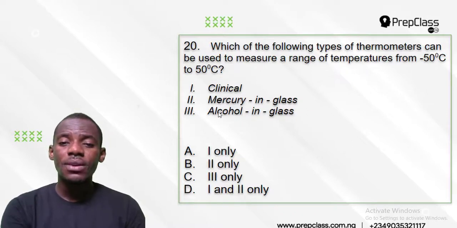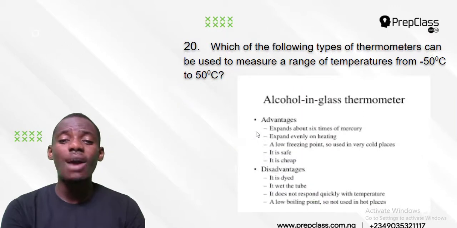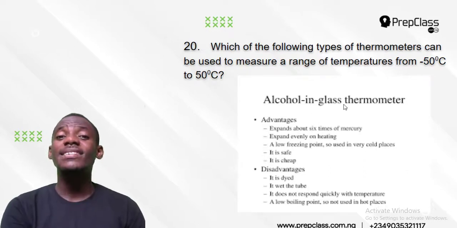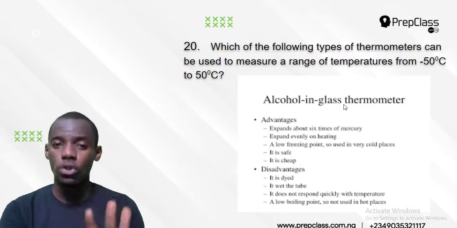Is it clinical or mercury or alcohol? Now, the only answer to that question is actually alcohol. Alcohol in glass thermometer has one advantage. It can expand about 6 times that of mercury. It expands evenly on heating. It also has a low freezing point, so it can be used in a very cold place. So the alcohol thermometer is the best thermometer for anything cold.